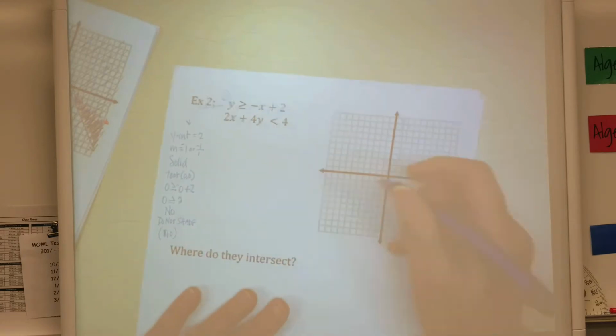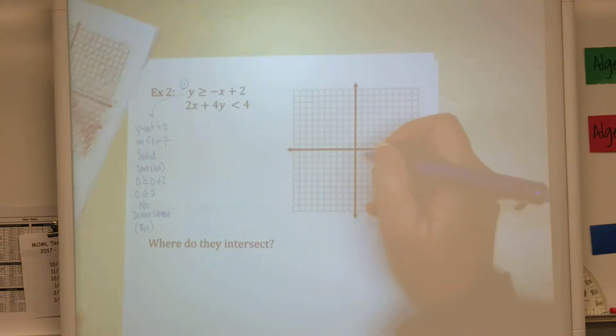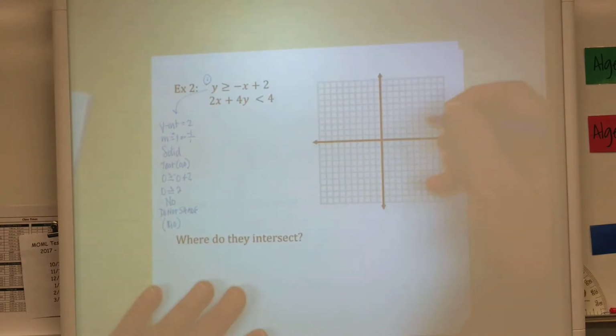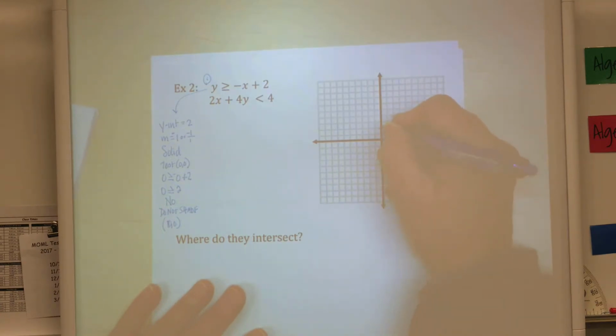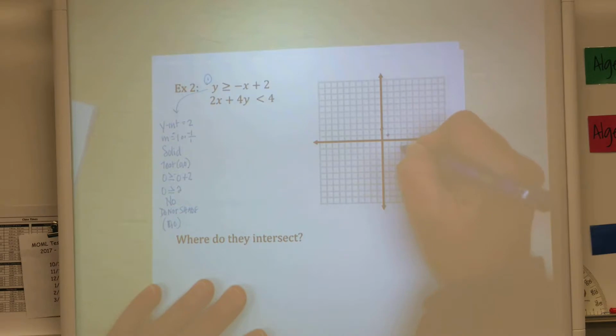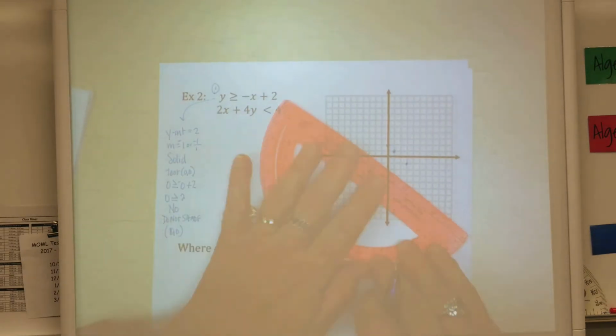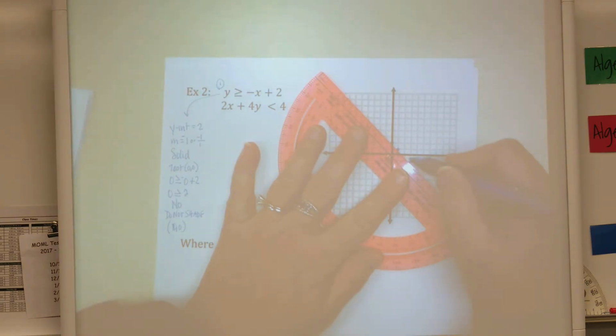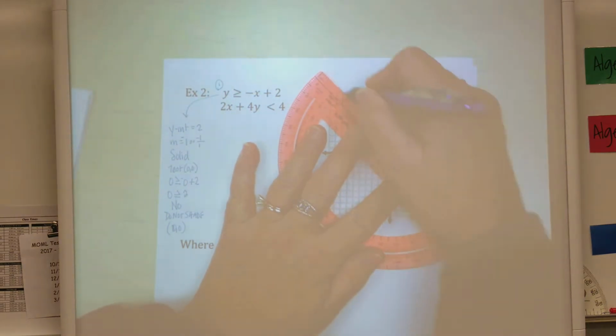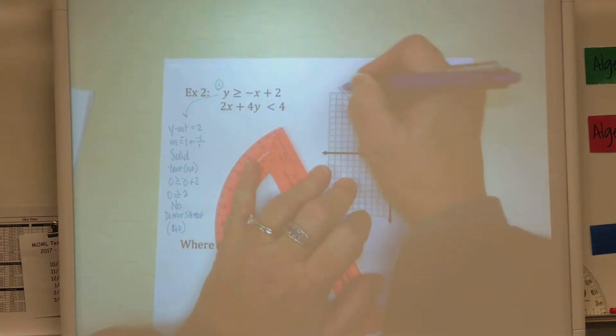So I'm going to plot this. My y-intercept is positive 2. My slope is down 1 and over 1. I'm going to do that a couple of times. And when I draw this line, this is a solid line, so I can go ahead and connect all the dots. It's a solid line because of the equals.